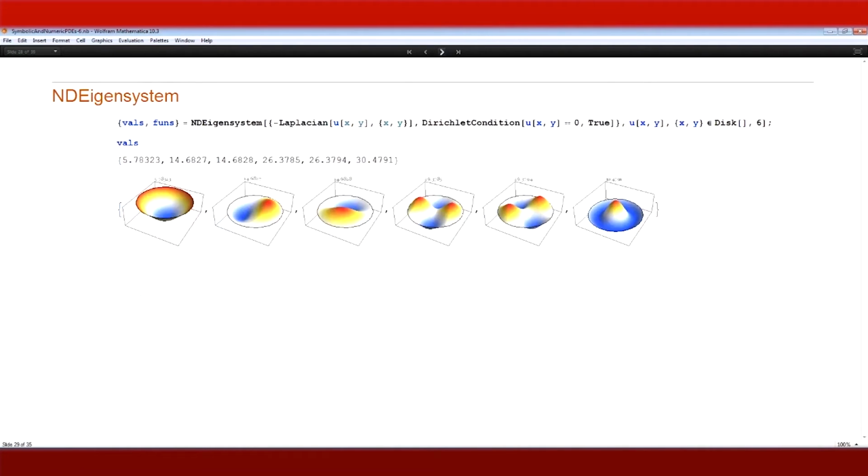Here's a second example in 2D. Again, we compute the negative Laplacian. U is again the dependent variable, x and y are the spatial coordinates. This is a constrained eigenvalue problem, as we specify a Dirichlet condition and specify that u is supposed to be 0 on the boundary. U is the dependent variable and x and y are part of a disk, and we'd like to compute 6 eigenvalues and 6 eigenfunctions. The eigenvalues for this system are shown here, and below are plots of the eigenfunctions.